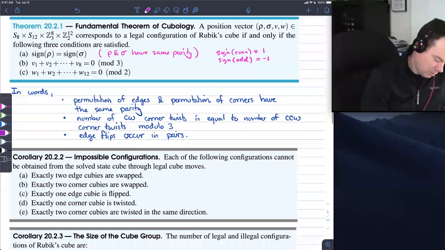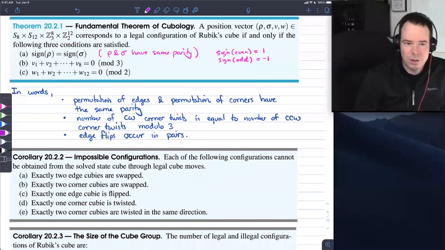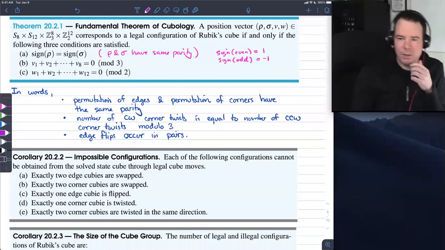All right, so this is just a few of the conclusions that we get from this theorem. Corollary 20.2.2, impossible configurations. So these are all the ones we've observed before, and a couple that we couldn't do by hand, but we did with Sage. Now we can get them all by hand from this theorem.